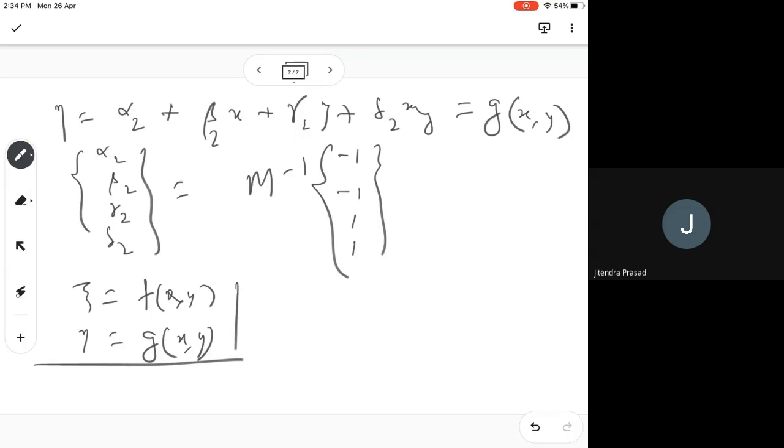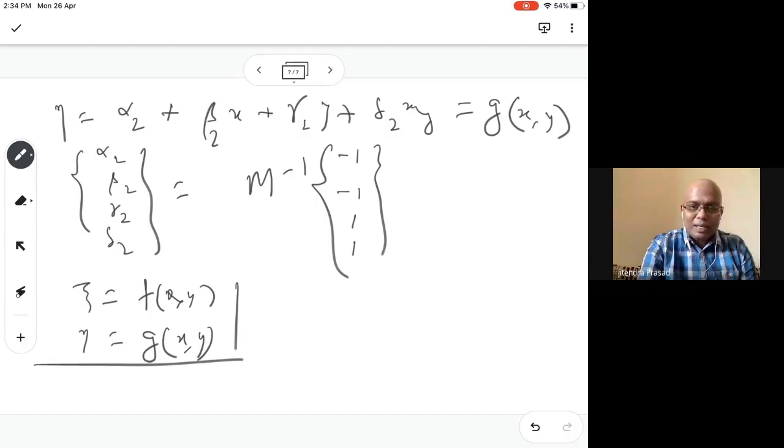Otherwise, concept-wise, any problem, especially those coming from mechanical engineering, is there any problem in understanding this mechanical problem, the elasticity problem and all?